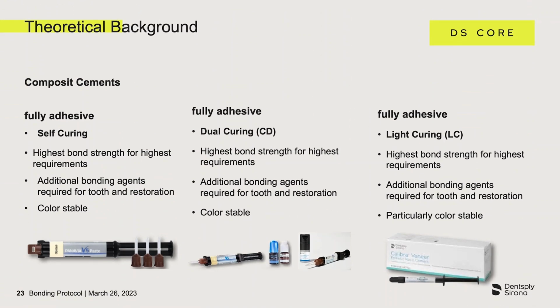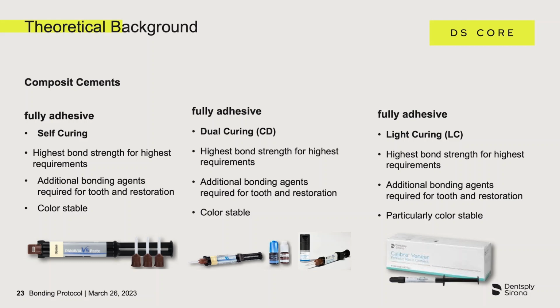The conventional fully adhesive cements can be divided into three groups. Firstly, we have the purely chemical curing cements, which cure independently in the absence of light. Next, we have the dual curing cements, which on one hand are chemically curing and on the other hand are also activated by light. And lastly, we have purely light curing cements.